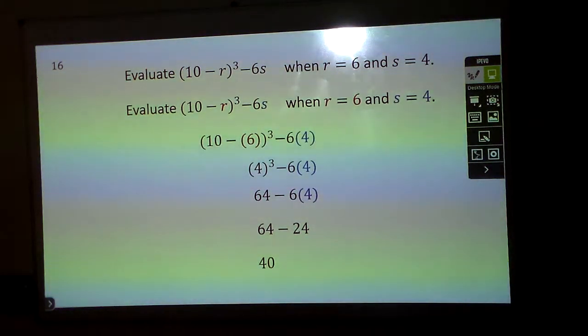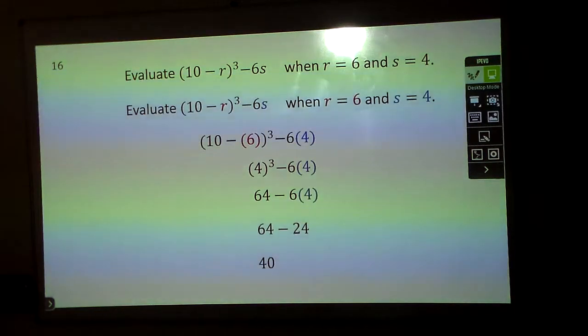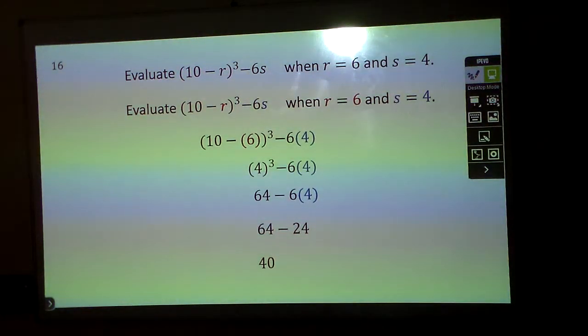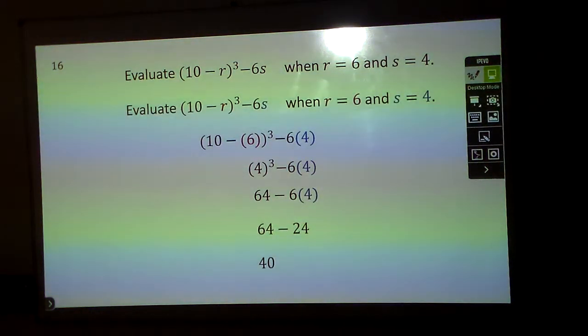So I have no idea where my calculator went to. I have to have that added back onto my thing here.